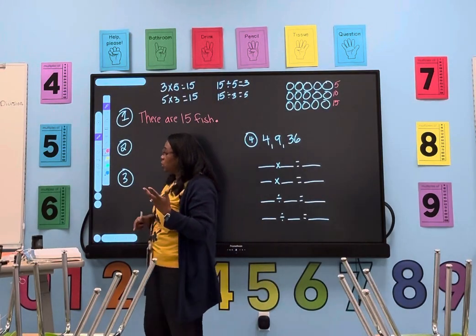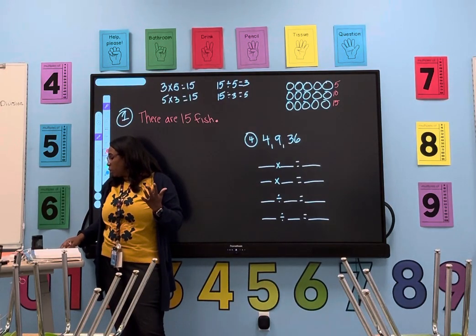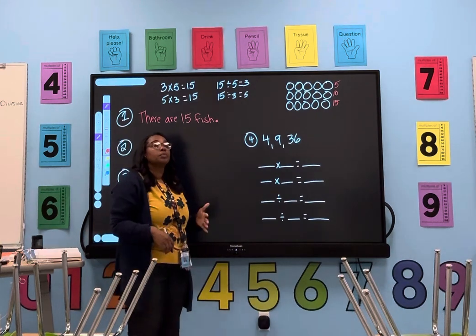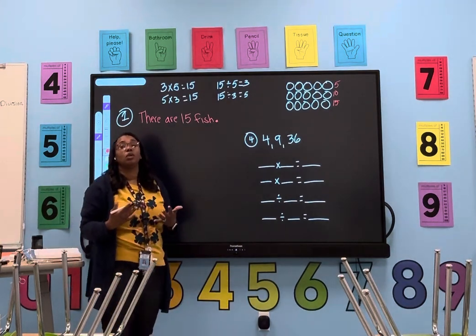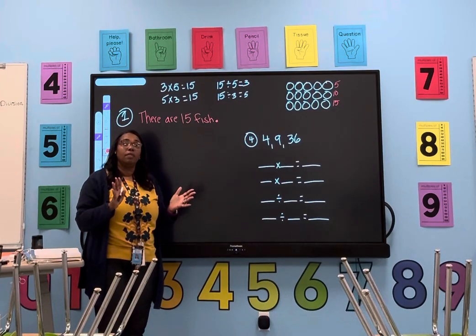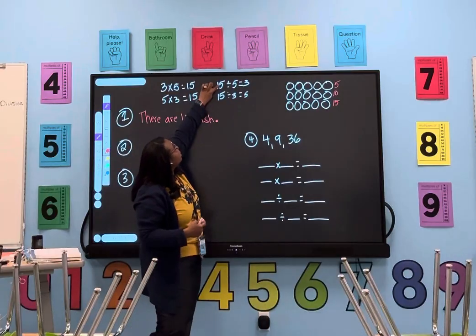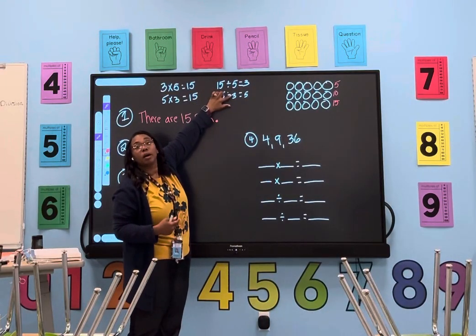So that's what you're going to do for number 2. It says 15 fish in 3 equal rows equals how many fish in each row? So they gave us 15 fish in 3 equal rows. Remember, 15 is my total. Totals, if they give us that, that means division. So that means I'm going to be looking at these two because it's a division problem.